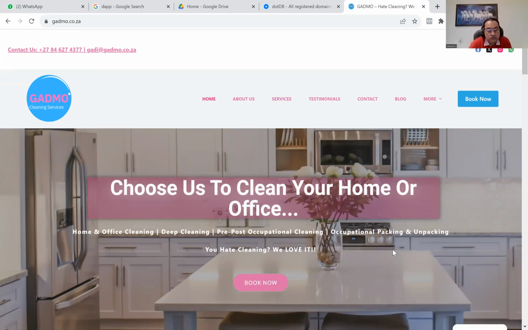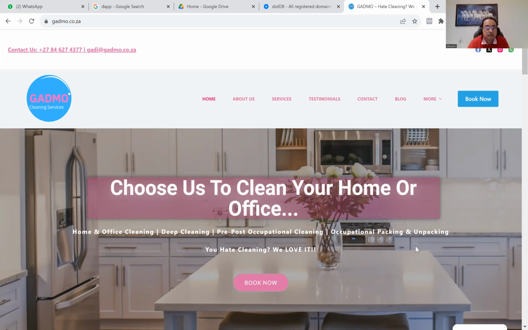Suppose there's an Arabic site running on their ccTLD, country code level domain, they might buy my domain because they are already happy. They are serving their local people. But in this case, Gadmo cleaning services, they also can buy my domain.